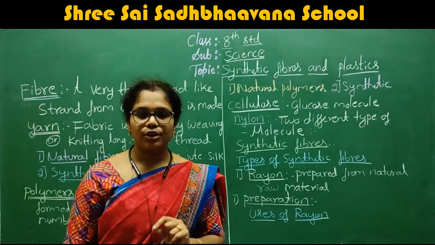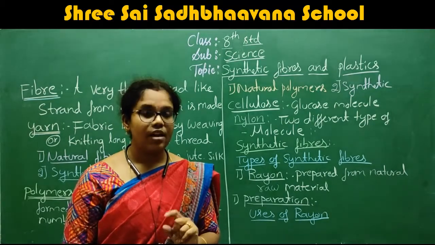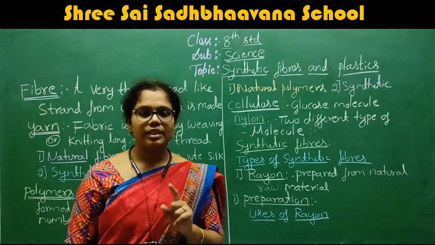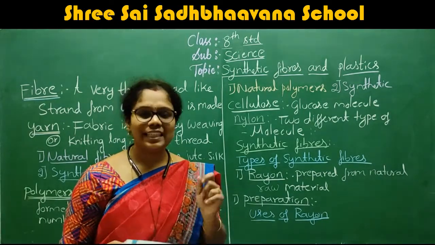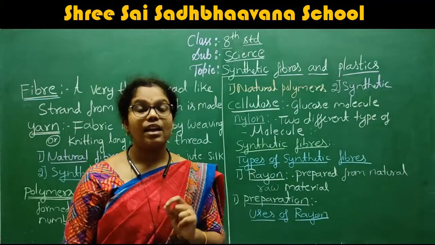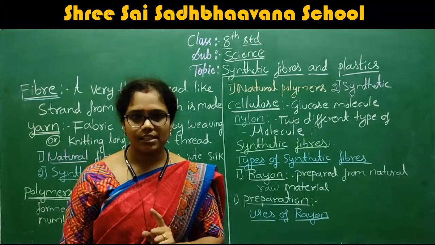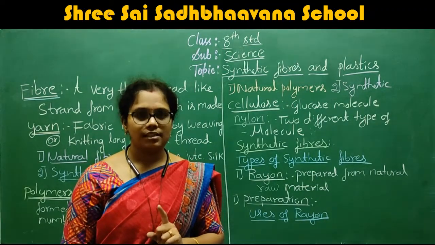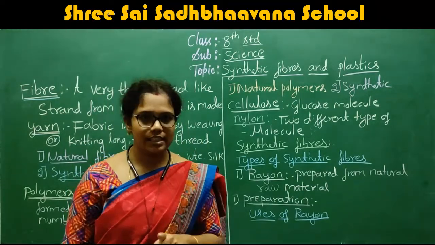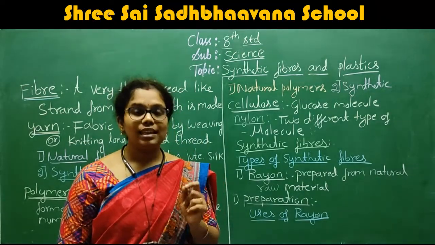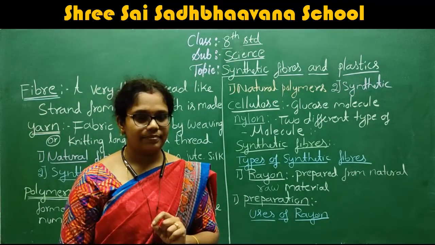We dissolve the wood pulp in a basic solution. After dissolving the wood pulp in the basic solution, a jelly-type, sticky liquid will come. That sticky liquid we call viscose. First we dissolve the wood pulp in the basic or alkaline solution, then a sticky liquid is formed, and that liquid we call viscose.